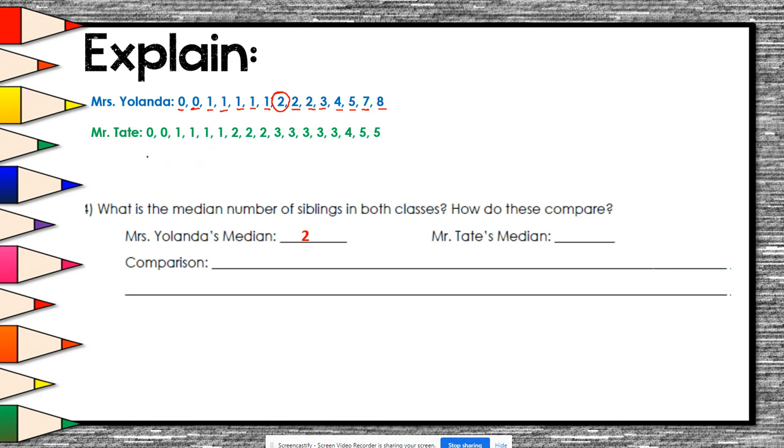For Mr. Tate, we'll do the same thing, cross out a number from the front and back until we get all the way down to the middle. Well, for Mr. Tate, you notice that our median is also 2. For Mr. Tate, it's the last 2. Since they're the same, I'm just going to say both classes have the same median number of siblings.